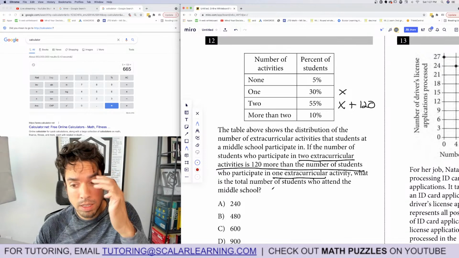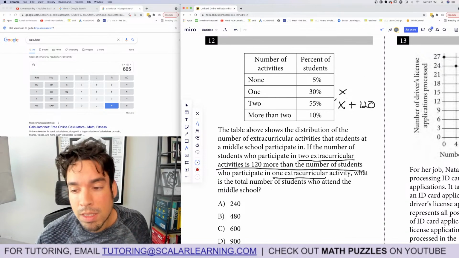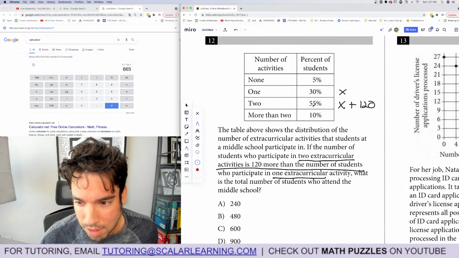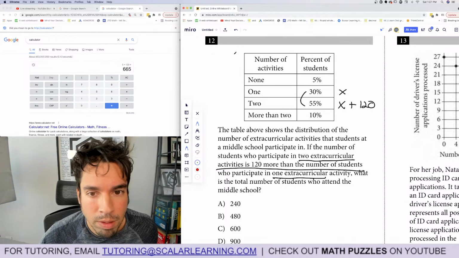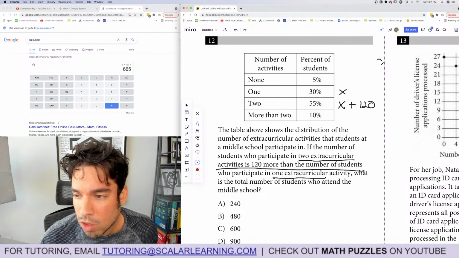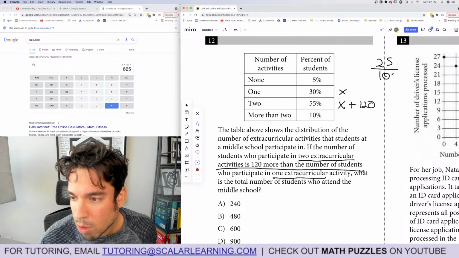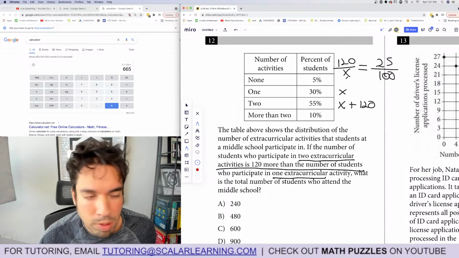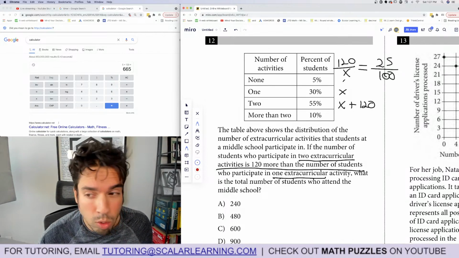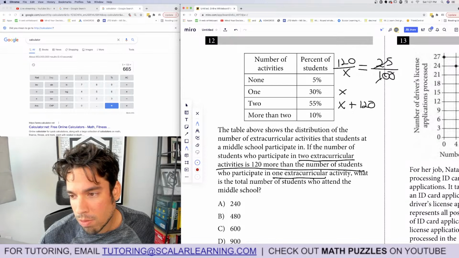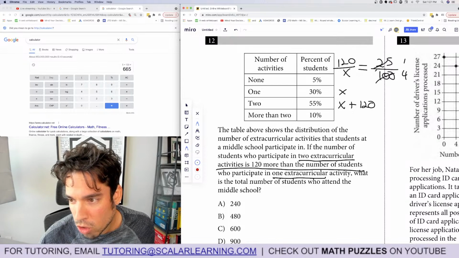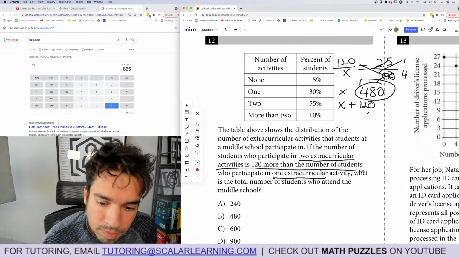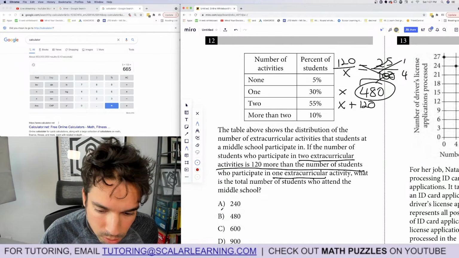So that means that 25%, right? Because this goes up by 25%. That means that 25% is 120. So I set up my percent proportion. 25% of the total is 120. Now we can simplify this, I just set a percent proportion, cross multiply. Of course, it's going to be 480 is the total. And that's it. That's what they're asking.